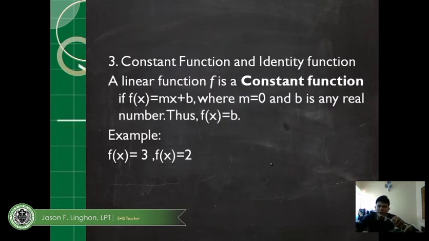Okay, next. Constant function and identity function. So a linear function f is a constant function if f of x is equal to mx plus b, where m is equal to 0 and b is any real number, thus f of x is equal to b. So, yung ating constant function, okay, is constant lang mismo.